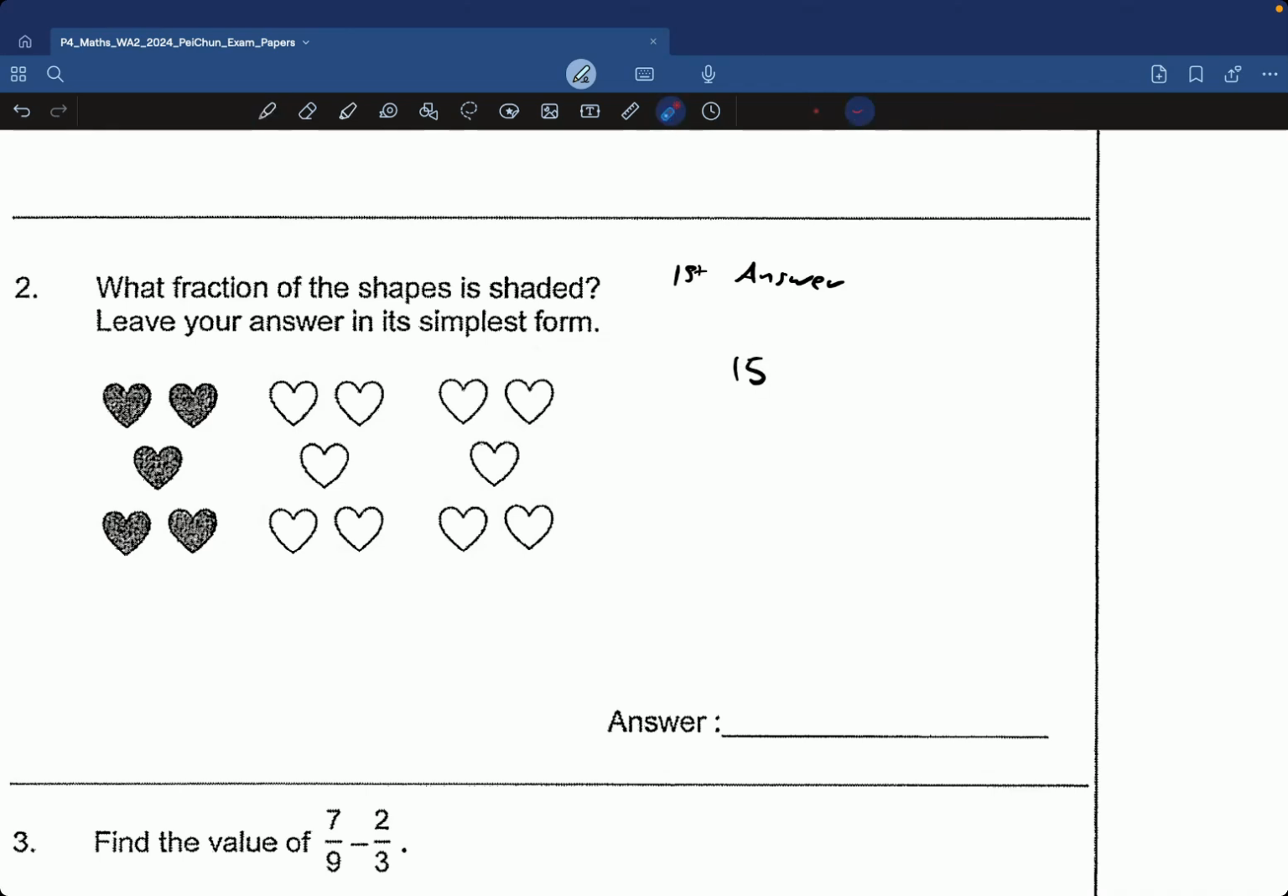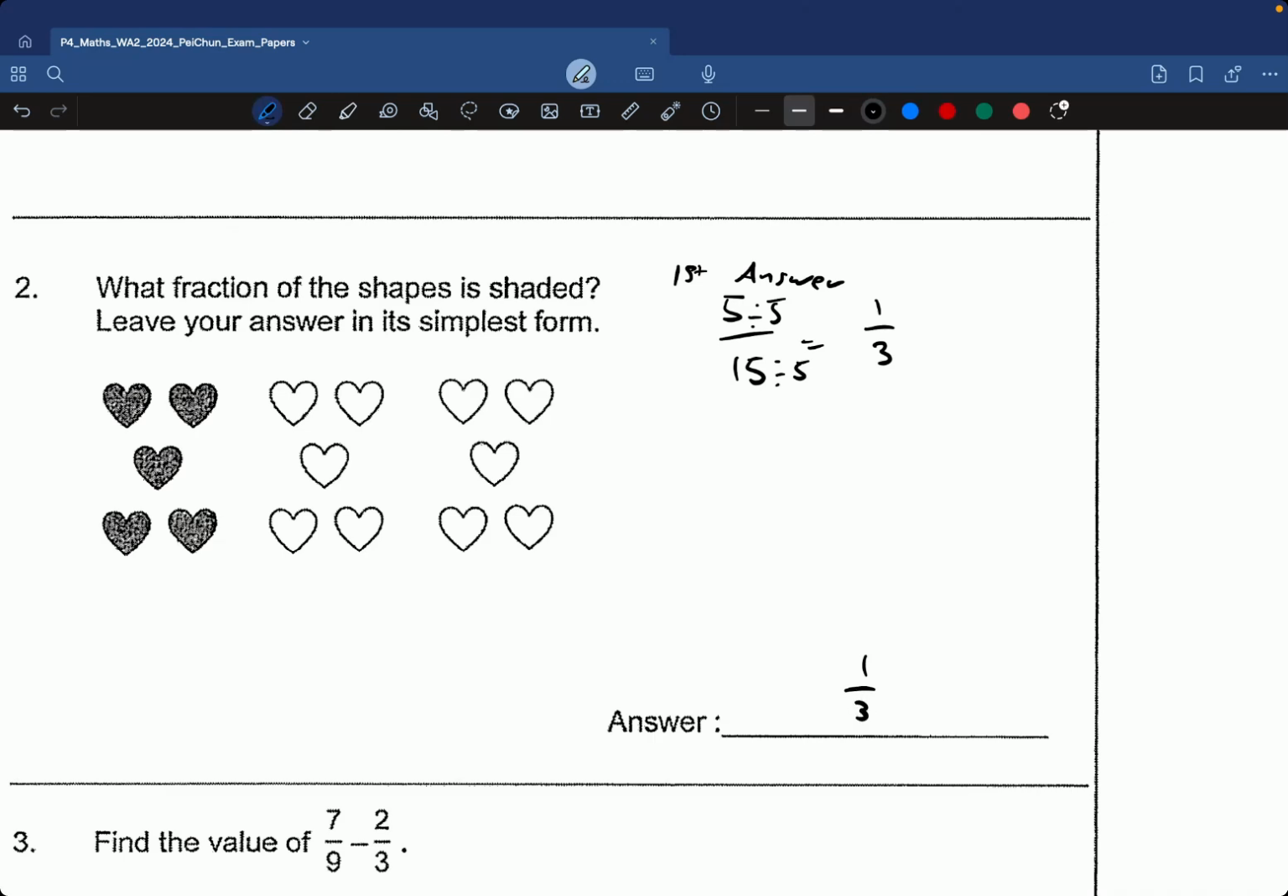And then after that, you count the shaded ones: 1, 2, 3, 4, 5. So it's 5 over 15. Put into simplest form, it is 1 over 3, because both can be divided by 5. So that's why you have 1 over 3. That's still correct, 1 over 3.